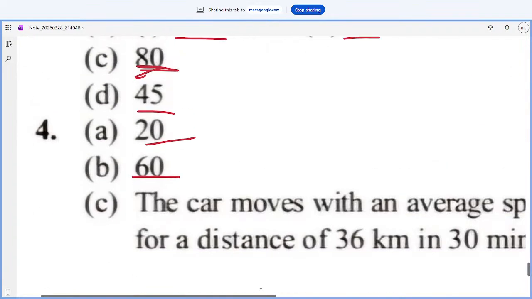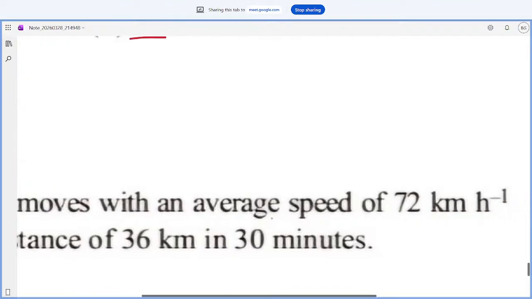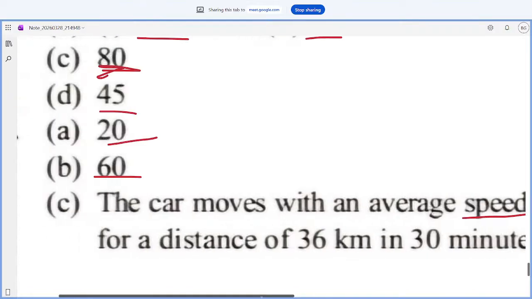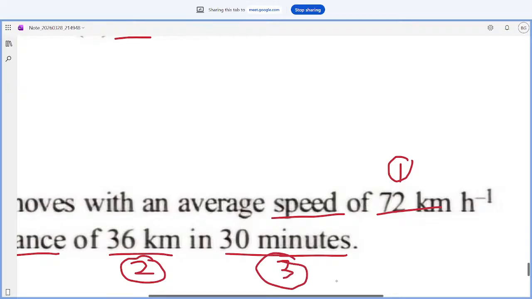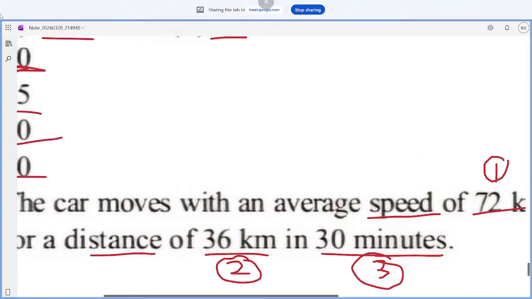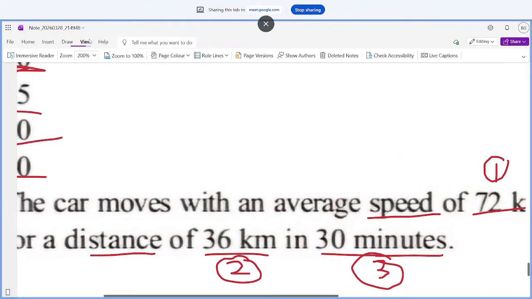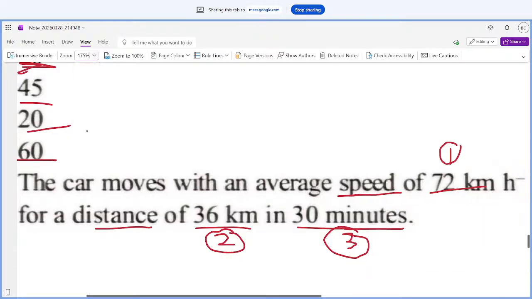Alright, so you guys can see here, the car moves with an average speed. First info, average speed 72 km per hour. Distance 36 km, time 30 minutes. Can you see, guys? Keyword. Okay, this is the first keyword, the speed. Second keyword, distance. And the third keyword is your time. So make sure have all this information in your answer. Semua ni kena letak. Alright? Simple or not, guys? Are you all clear so far with the answer?